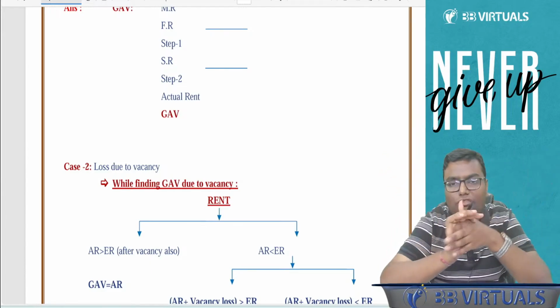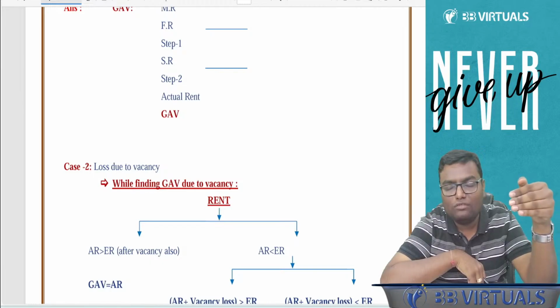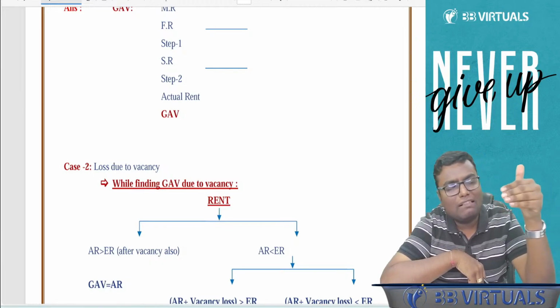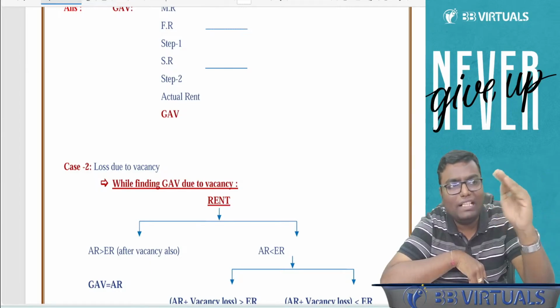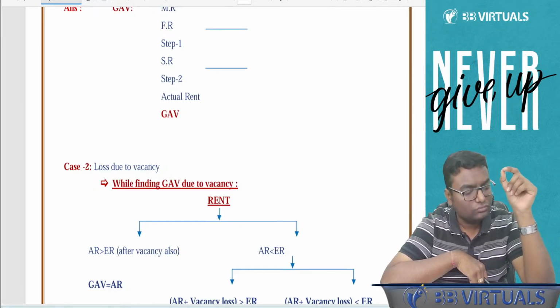Then we saw the structure of calculation. Gross annual value minus municipal tax paid by the owner during the previous year. So you will get net annual value, minus deduction under section 24. Clause A, 30% of NAV. Clause B, interest on borrowed capital. You will get your income from house property.